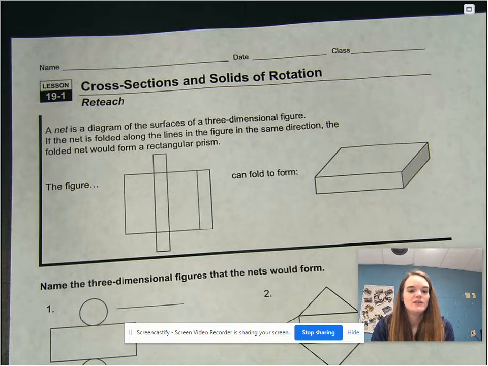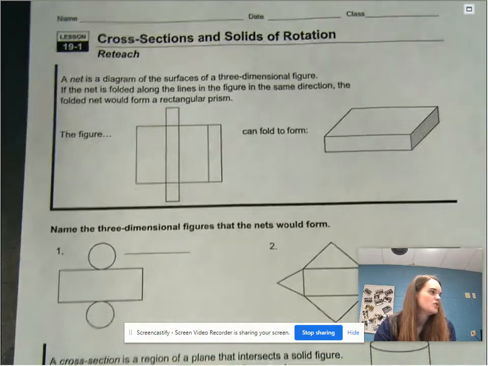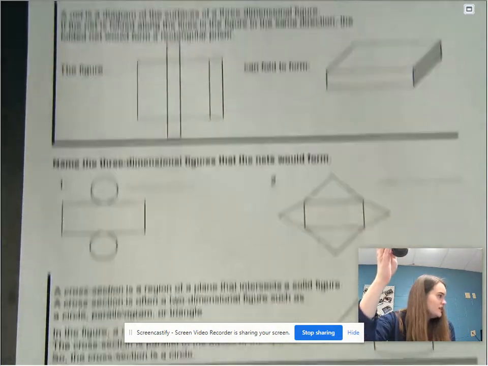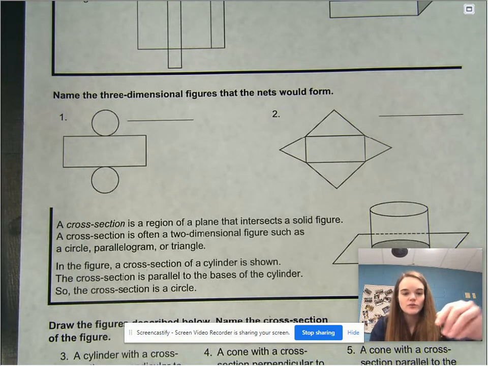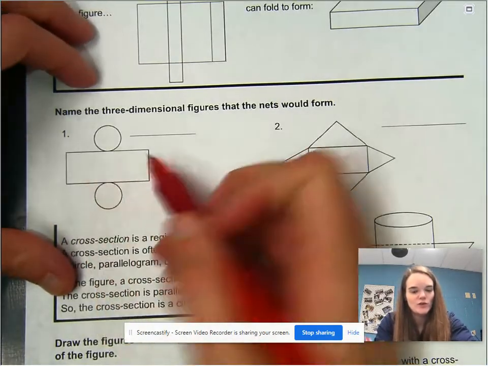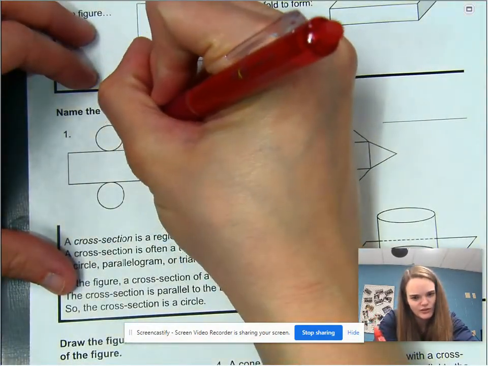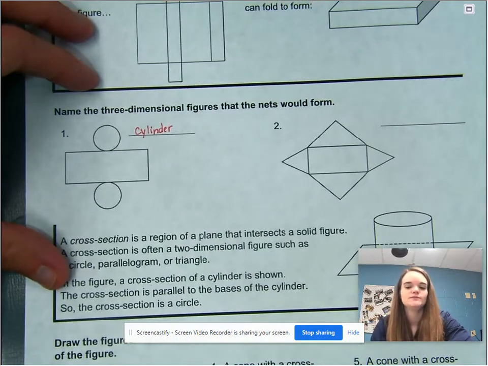So first of all, a net is a diagram of the surfaces of a three-dimensional figure. If the net is folded along the lines in the figure in the same direction, the net would form a rectangular prism. So this would create a rectangular prism. Our job is to determine what these would create. Okay. So this one has two circle bases and then a rectangle, which if you fold that around, this turns into a cylinder. So the answer is cylinder.